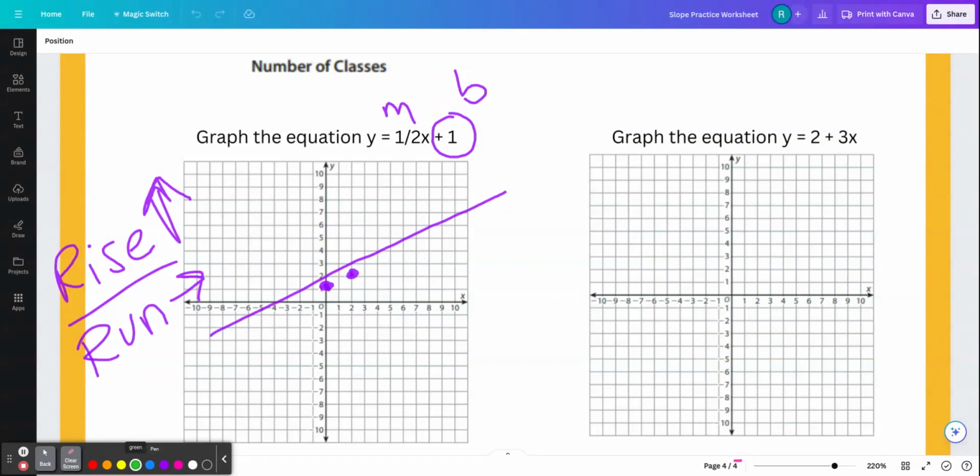Okay, the second one I'm going to do really quick too because it's a little weird. Remember, your slope is always in front of x. So this is m and this is b. So this would be a y-intercept of 2. And then your slope is 3. Remember, if you have a slope that's a whole number, you can always put it over 1. So this would be like a rise of 3 over a run of 1. So up 3 over 1 would put us right there. And then you make your line.